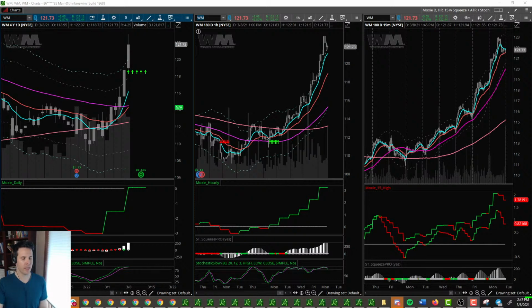Rojans, yeah, besides the hourly 50 SMA, I have the 200 SMA, and then I have the 8 EMA and the 21 EMA.